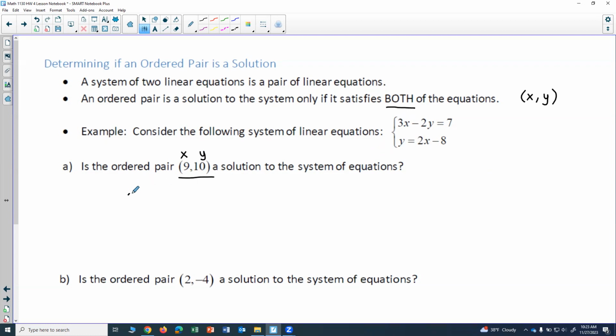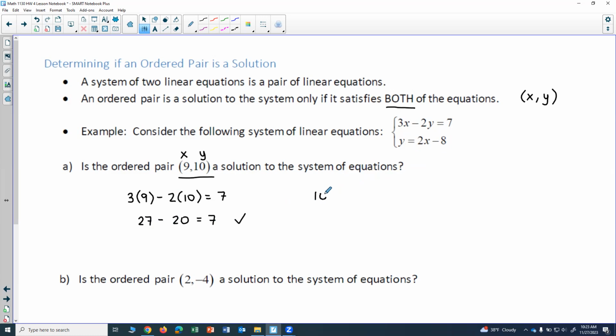So I'll start with the first equation, which is 3x minus 2y equals 7. So I'll do 3 times 9 minus 2 times 10 equals 7. And I want to see if that's true or not. So what I end up with is 27. 3 times 9 is 27 minus 20 equals 7. And that's true. So that is good.